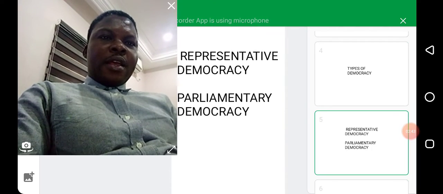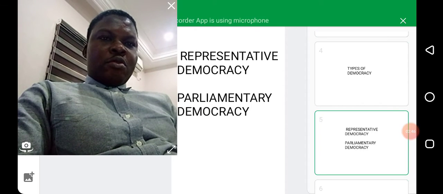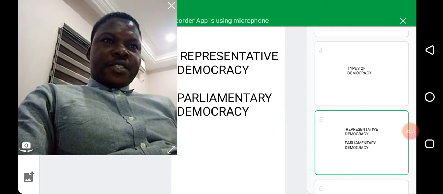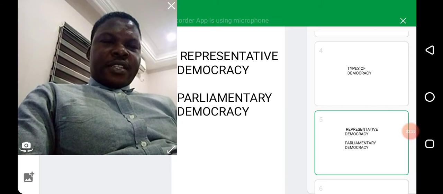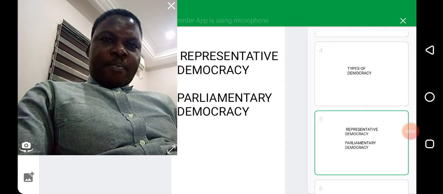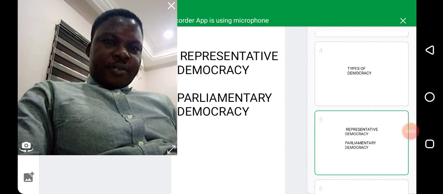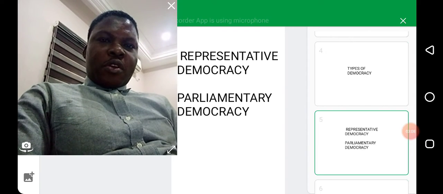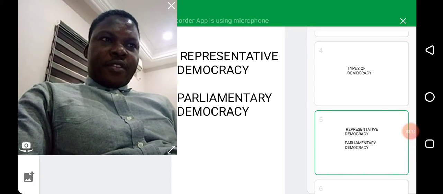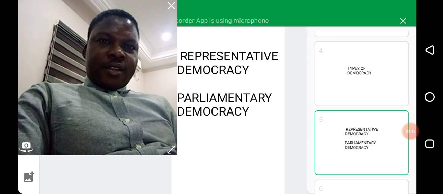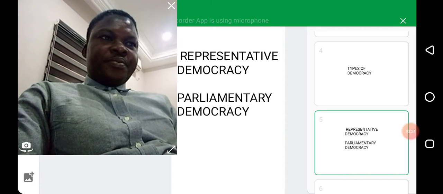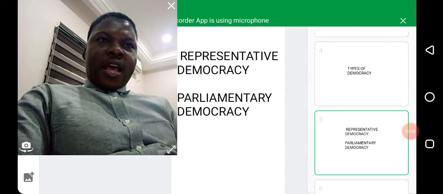Now, apart from representative democracy, we also have what we call parliamentary democracy. In a parliamentary democracy, the power is given to the legislative branch of the government through the parliament and the prime minister. This government also has an executive branch, but the executive has less power. The power is vested in the prime minister and the parliament.